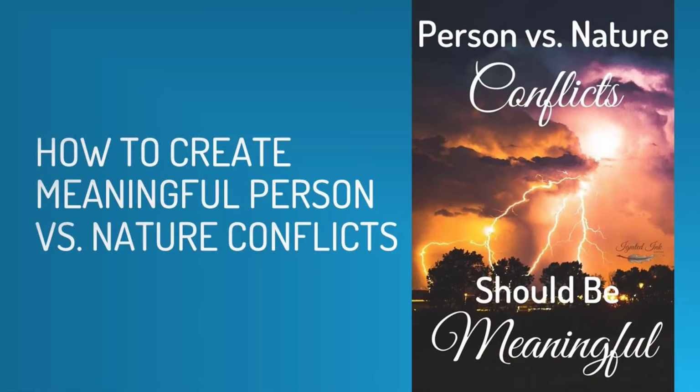Next, I want to share how to create meaningful person versus nature conflicts. Now that we have a better understanding of what is nature, let's talk about ways we can use that to impact our story. Having your characters sit on a park bench in the rain during a storm might on the surface look like a good person versus nature conflict, but if it's too easy to escape that conflict, it's not a very good one. It's not a meaningful one. If all my character has to do is get up off the bench and go inside, that's not a meaningful person versus nature conflict.